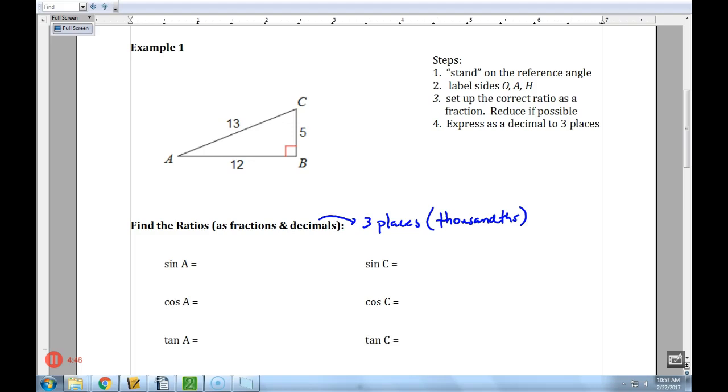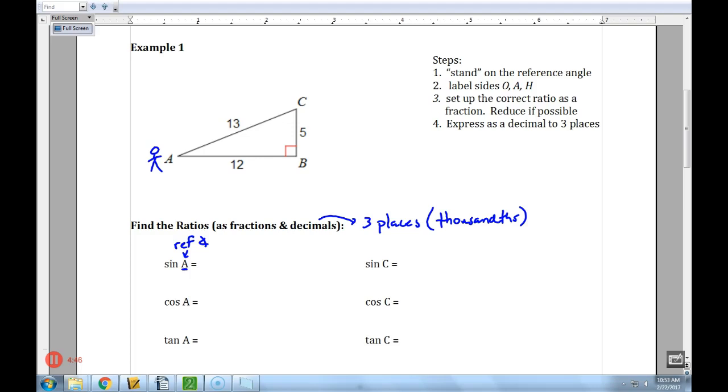So let's take a peek here. If we want to find out the sine of A, my reference angle is A. So this is the reference angle, and I'm going to put my guy and stand on A. Now step 2 is I label the sides of the triangle.